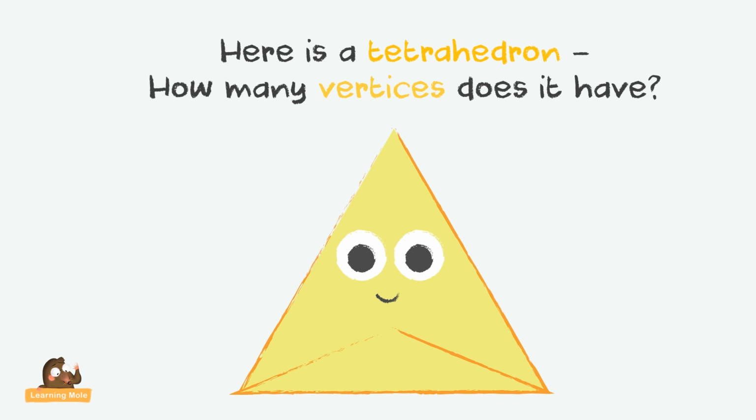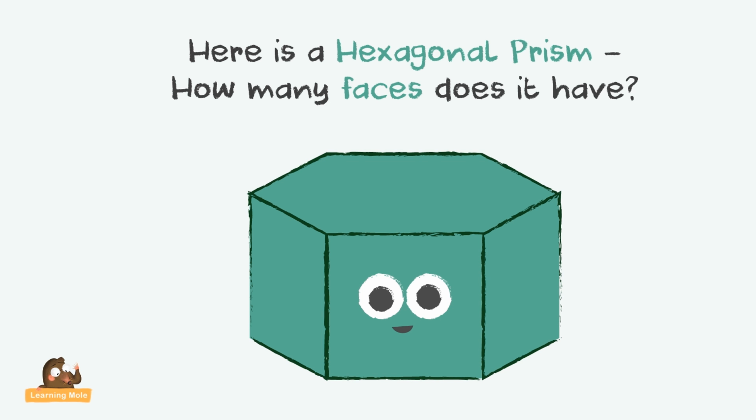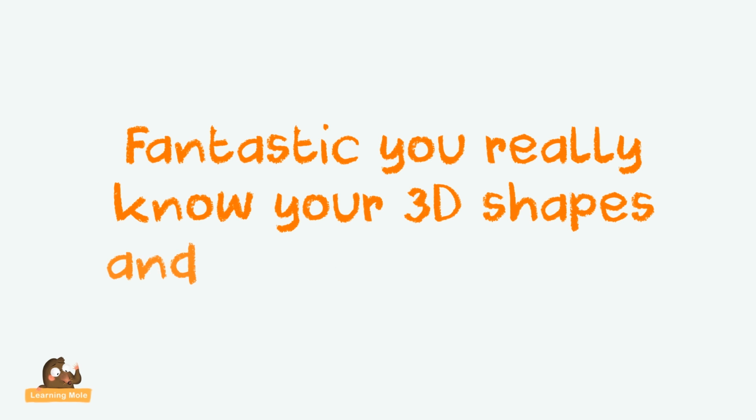Here is a tetrahedron. How many vertices does it have? Good job, it has 4 vertices. Here is a hexagonal prism. How many faces does it have? You're correct, it has 8 faces. Fantastic, you really know your 3D shapes and your properties.